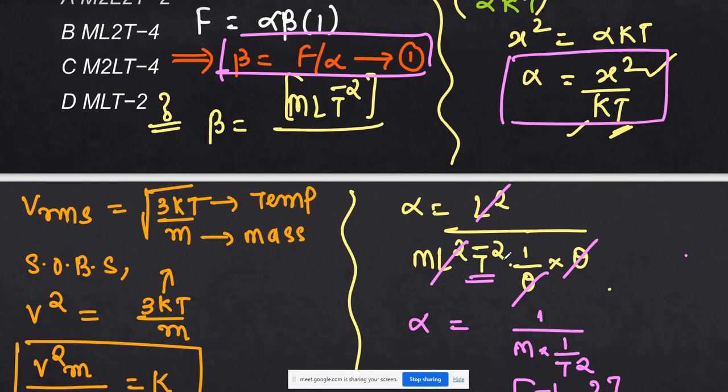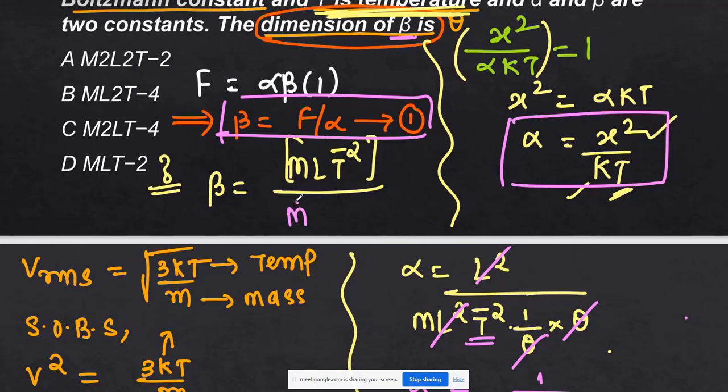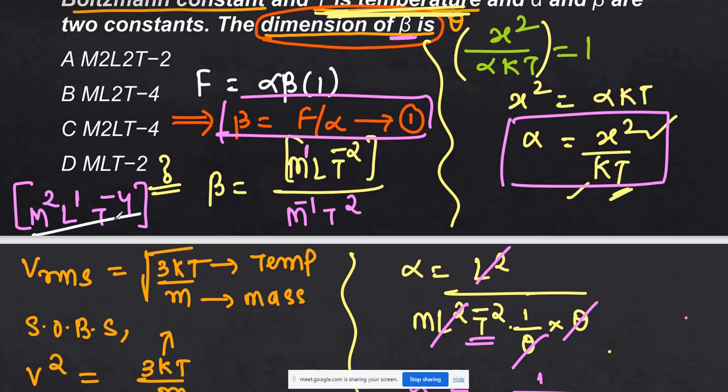F already substituted. Alpha dimensions M minus 1 T square. So what will you get here, Sahiti? M already power 1, minus 1 goes to the numerator, plus 1. So this is M square L power 1. T already minus 2 is there. The denominator 2 also goes to the numerator, so minus 4. So this is the final answer: M square L power 1 T power minus 4. Which option is the answer? Option C is the answer.